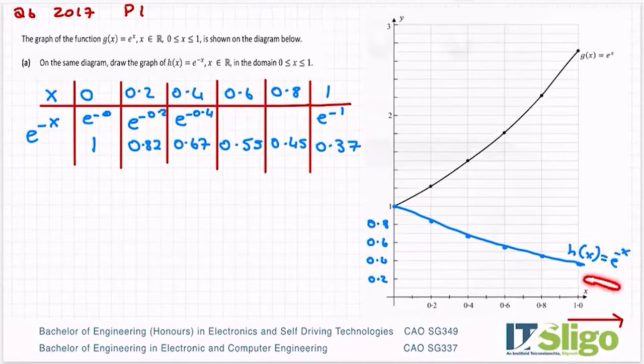Always label a graph. You will lose marks if you don't label it. Okay, there was actually 15 marks for being able to draw that graph. 15 out of the 25 marks for this question 6 was for drawing that.